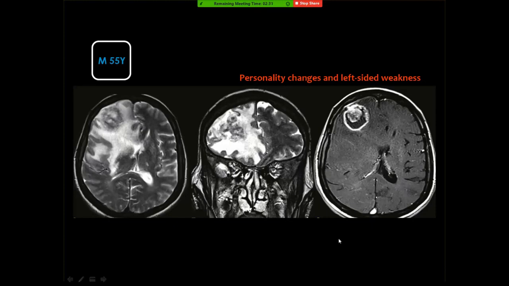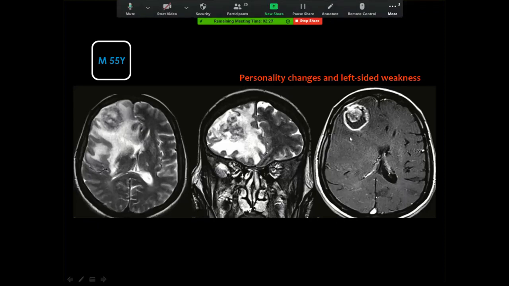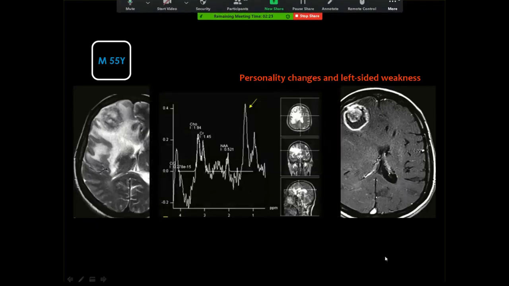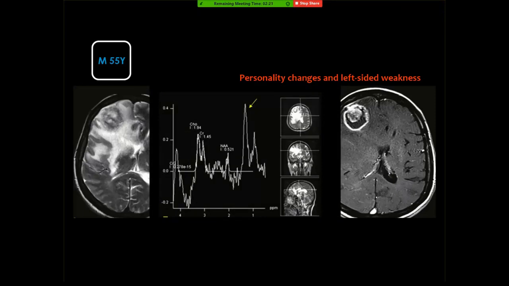Glioma. Yes, this appearance is highly suggestive of a glioma, but this is the MR spectroscopy of the lesion. Cystic meningioma? No, you do not see choline, you do not see creatine. Alanine elevated. No, this is abscess. Yes.